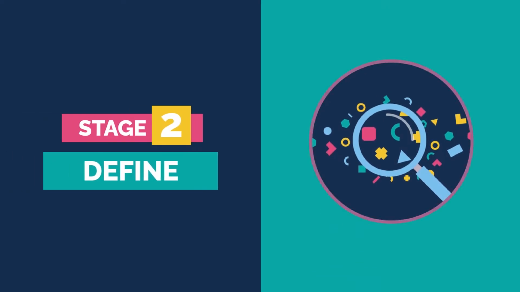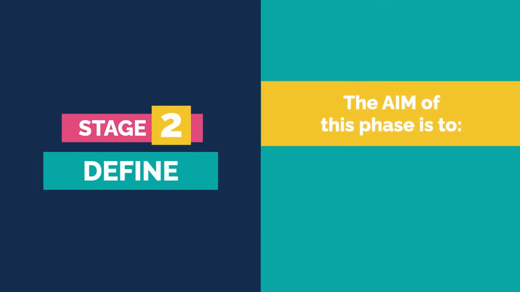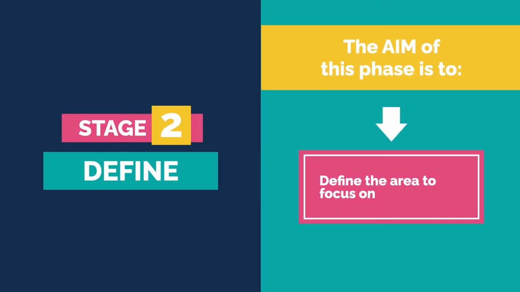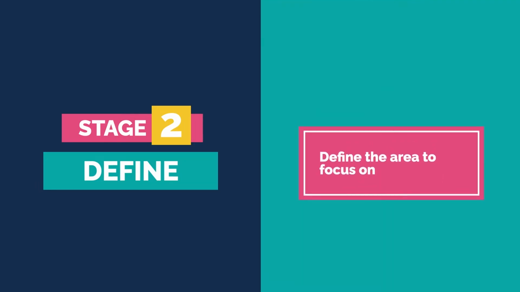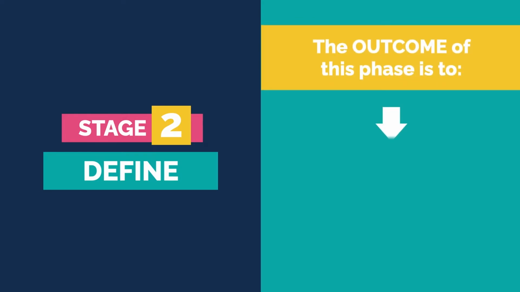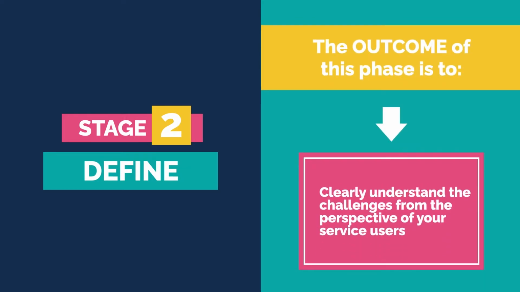The second stage in the design process is called define. And the aim of this phase is to define the area to focus on. The outcome of this phase is for you to clearly understand the challenges from the perspective of your service users.